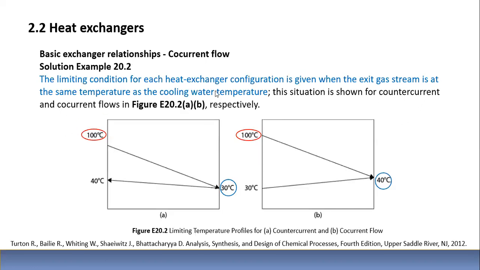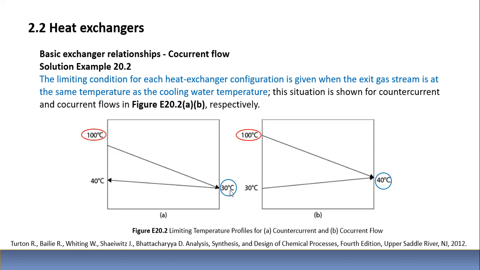The limiting condition for this exchanger configuration is given when the exit gas stream is at the same temperature as the cooling water temperature. So can you imagine an exchanger of infinite area, an enormous heat transfer area, an enormous exchanger. The limiting temperature will be coming from 100 on the gas side, the hot gas, going all the way to 30, while on the cold side, the water comes in at a temperature of 30 and leaves at 40.